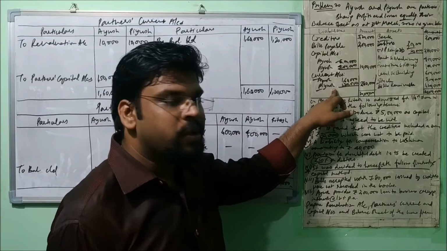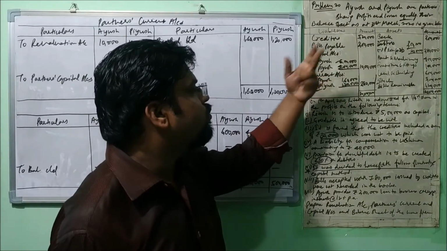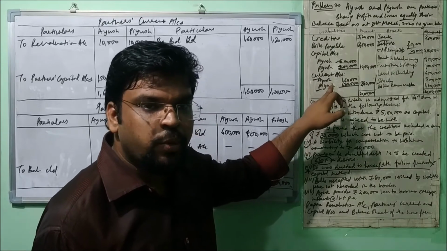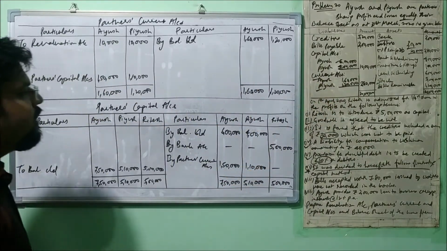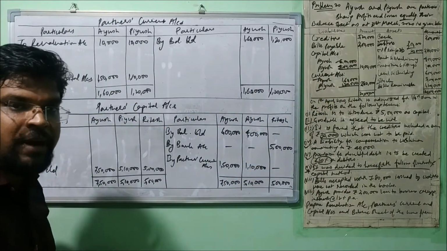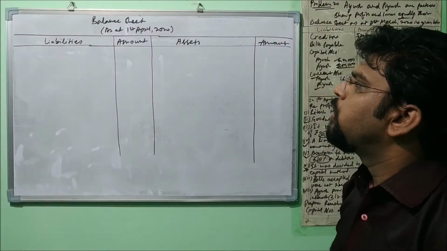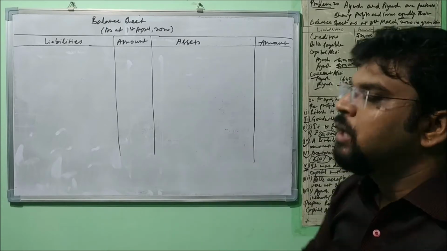We would have mentioned two balances, one as capital because it was remaining fixed, and another the current accounts. Understood the point? But due to this point, we made a change. Now it's time to prepare the balance sheet. Let's prepare it. So this is the format of balance sheet as at 1st April 2020, liabilities and asset side.